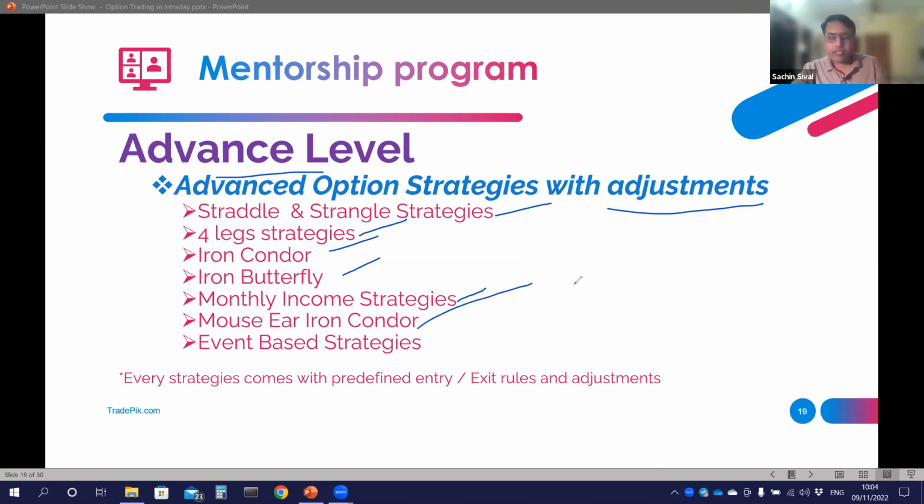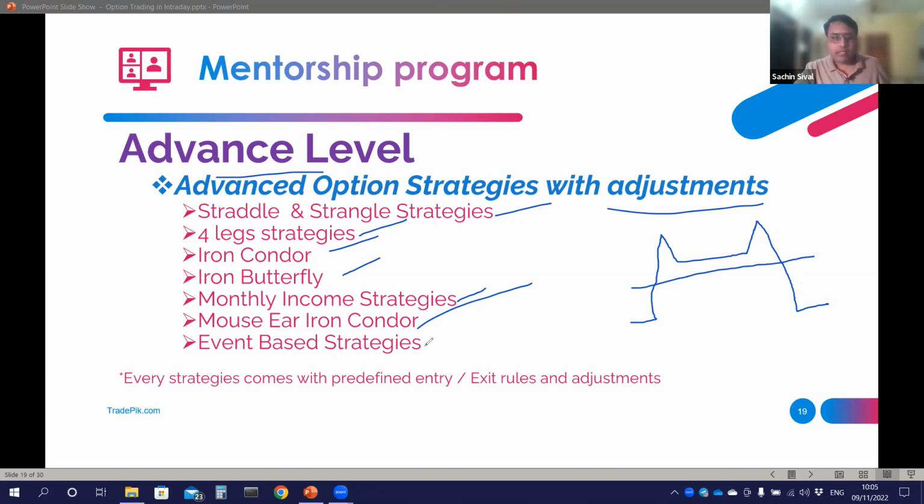We will learn mouse ear iron condor. So what is the mouse ear iron condor? You will have seen this type of strategy, or many are saying this is a Batman strategy. So we will learn this strategy in this section, and how you can create the strategy and when you should create the strategy.